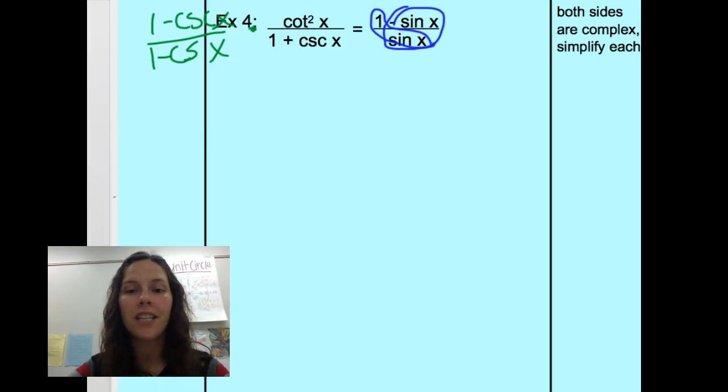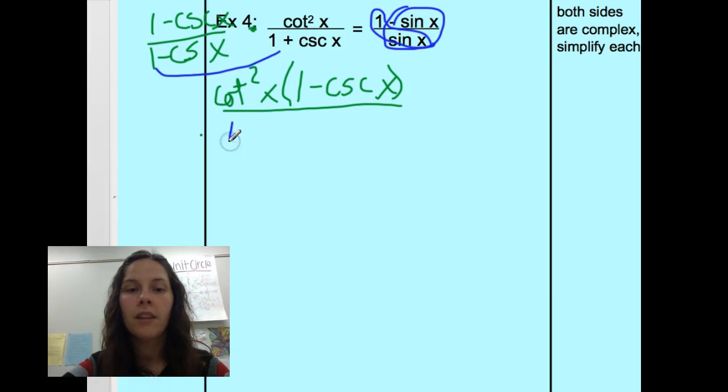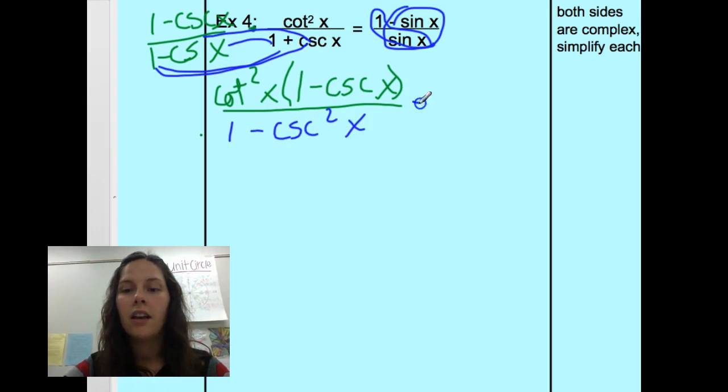All right, so starting on the left-hand side, multiplying. Again, I'm going to keep that cotangent squared factored out in case I can cancel it with something in the denominator. All over, foiling again, we have 1 plus cosecant minus cosecant squared. Remember that plus cosecant minus cosecant canceled. On the right-hand side, dividing that up, I have 1 over sine of x minus sine over sine.